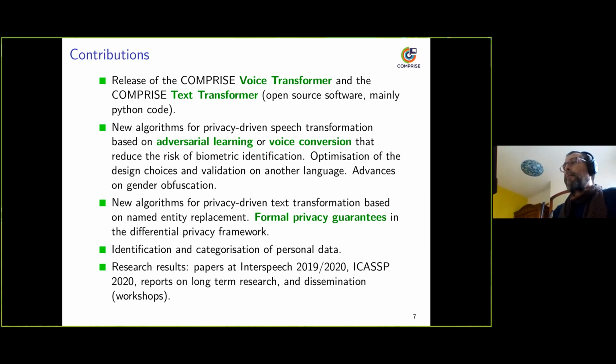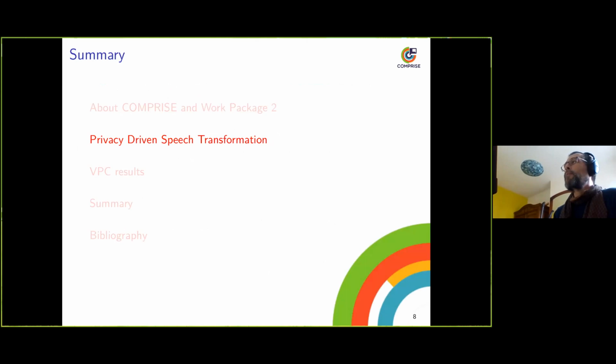And we have also formal privacy guarantees for the privacy-driven text transformation, which is based on identification of named entity, like introduced before. And we provide these formal guarantees in the differential privacy framework. And okay, we have published papers in conferences with also these reports we can find on the Comprised website.